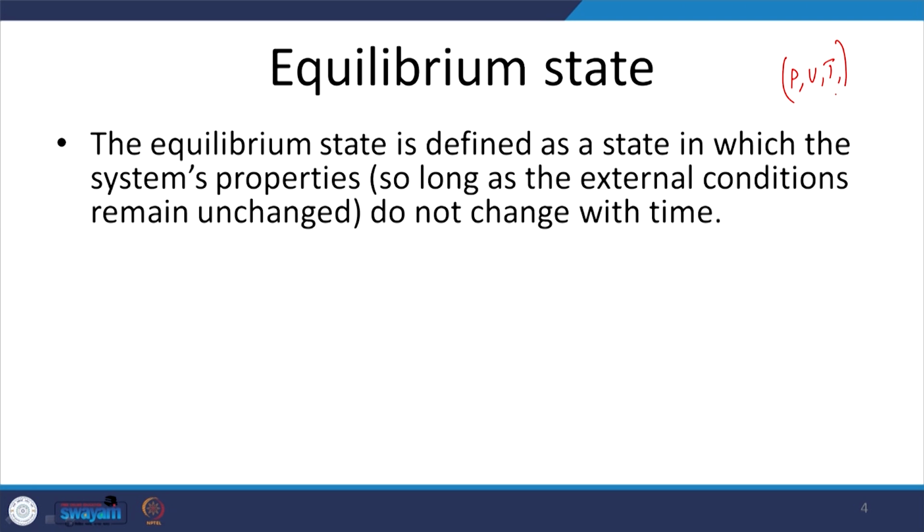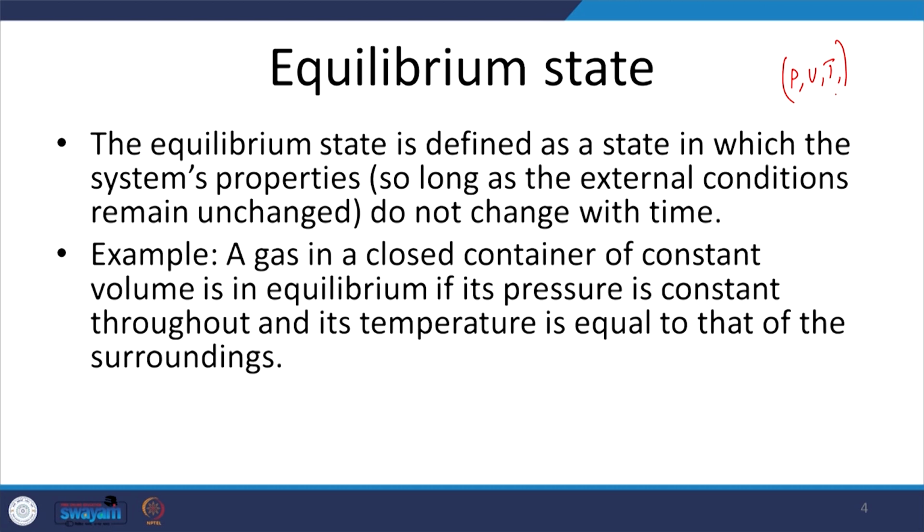So within this duration, things are not changing much, but only if the external conditions also remain unchanged. I mean, this goes without saying, such that if the external conditions change, then the system variables, the thermodynamical variables, are bound to change, and you will have a different state that is not an equilibrium state, right. So, for example, a gas in a closed container of constant volume is in equilibrium if its pressure is constant throughout and the temperature is equal to the surroundings, right. So what does it mean?